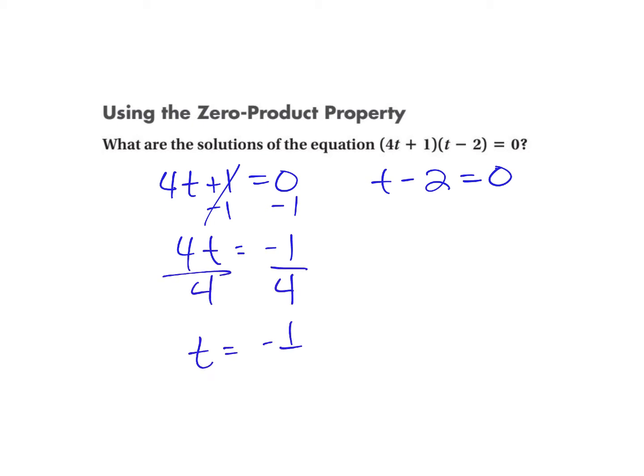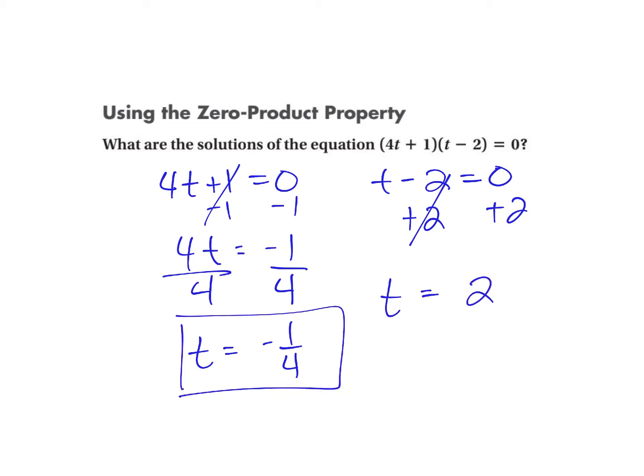So t equals -1/4. So we would have t equals -1/4 and t equals 2. Those would be the two solutions. If you were to graph them, they would be passing the graph at -1/4 and at 2.